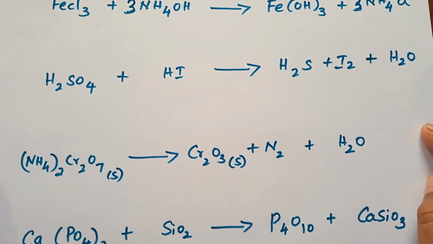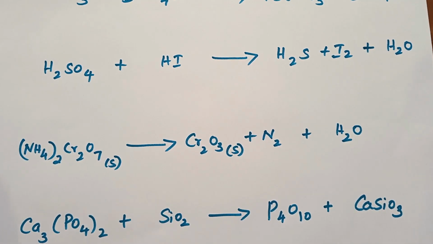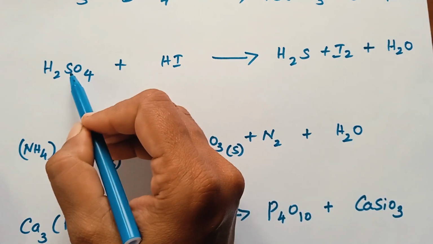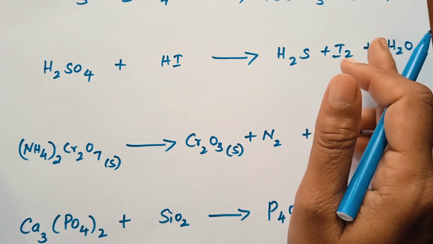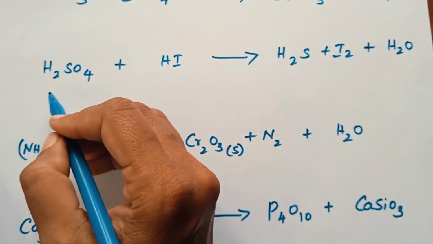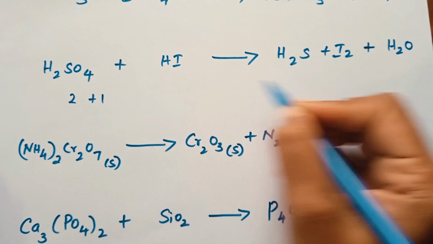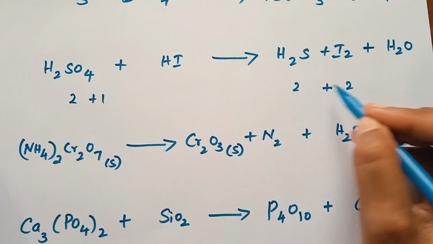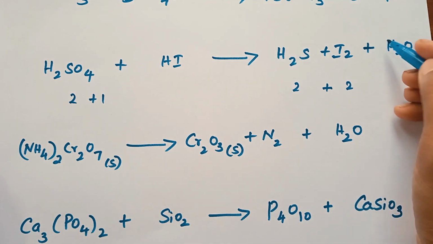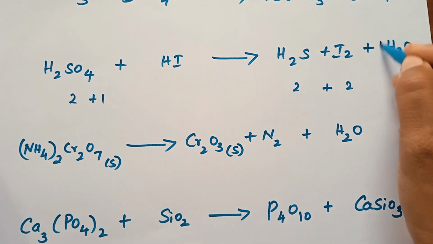Now I am going for the next equation. H2SO4 plus HI gives H2S plus I2 plus H2O. In this case, first check for sulfur because only one atom is here. Here also one is there. Okay, it is balanced. Next check for hydrogen. It is 2 plus 1, 3. Here 2 plus 2 is there. So we need one more. So I'm adding here 4.